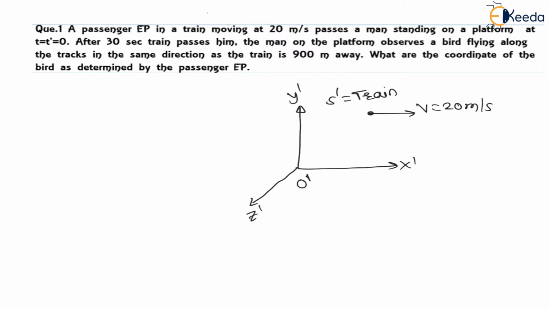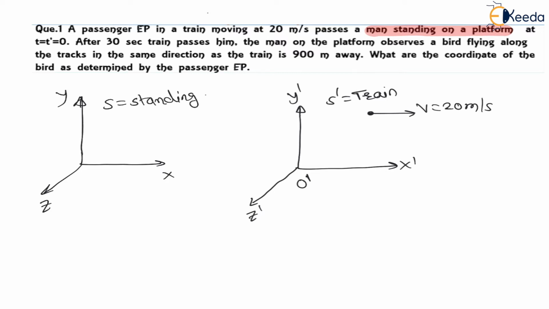The train passes a man standing on the platform. Therefore, this man standing on the platform is another frame of reference, x, y, z, which is S, the standing man on the platform, stationary. The observer is O. This man is O.